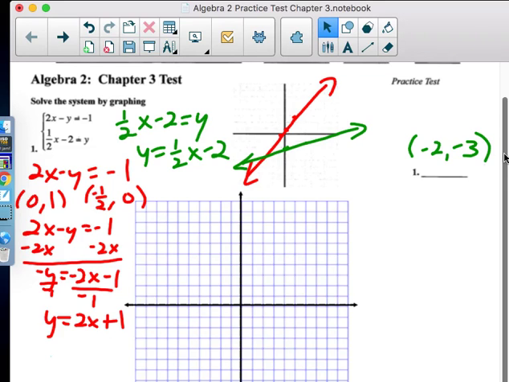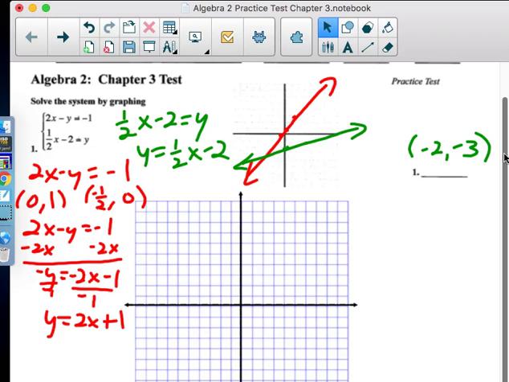Or we do what we did in class. They're both solved for y anyway. And we let Blinky tell us that that's where they're supposed to hit each other. So I had y equals 2x plus 1. And then I had parentheses 1 divided by 2, parentheses x minus 2. Zoom 6. Second trace, number 5, and hit enter 3 times. And Blinky says it's at -2, -3.